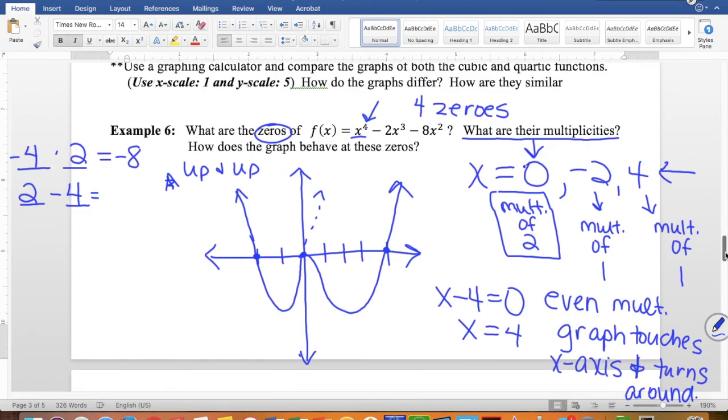So if it's a multiplicity that's odd, it touches the x-axis and crosses it. If it's a multiplicity that's even, it touches the x-axis and then turns around. Okay, you may begin your next part of the worksheet.